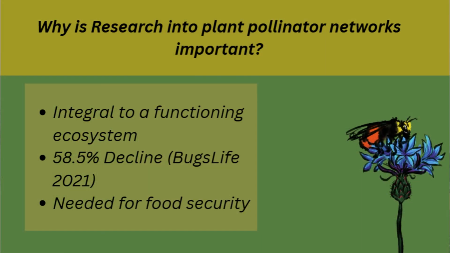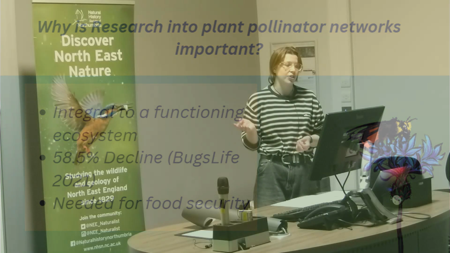So why is this research really important? Plant pollinator networks are integral to a functioning ecosystem, but there's been a 58.5% decline in flying insects according to BiodiVerity between 2004 and 2021. And because they're needed for these wider ecosystem functions, it also means that they're integral for food security.